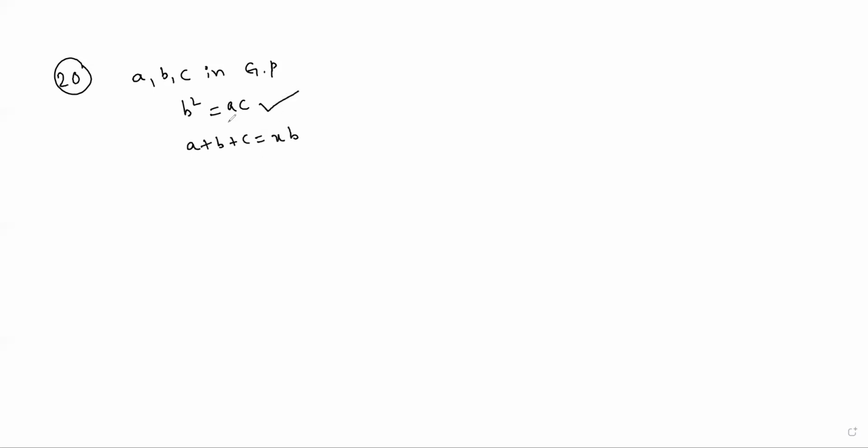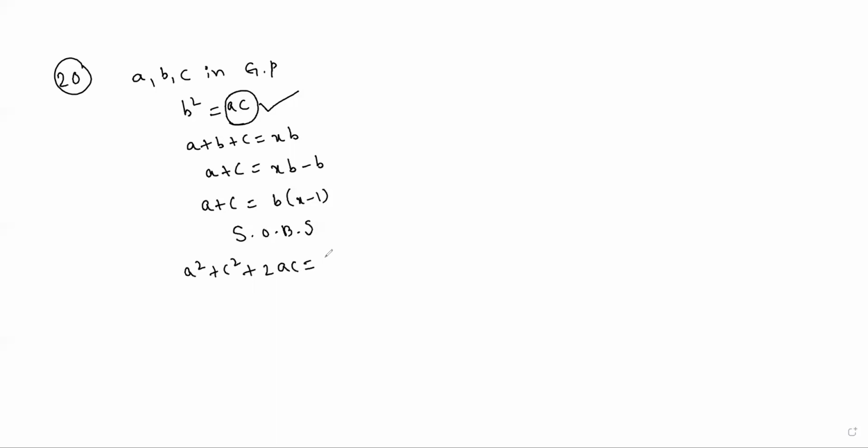Here B square equal to AC means AC is compulsorily positive, because the square root of a negative is not real, and B square is also positive already. Now send this B value to the right side. They're asking what X value cannot be, which X value is not satisfying this condition? A plus C is equal to, by sending B that side, minus B. A plus C is equal to, take B common, X minus 1. Now to take B square, I am squaring on both sides. It is A plus C whole square, A square plus C square plus 2AC is equal to B square into X minus 1 whole square.